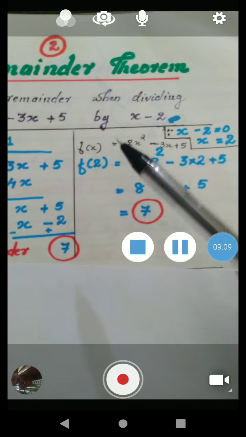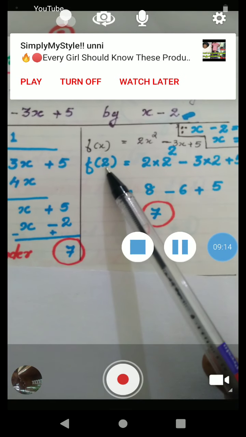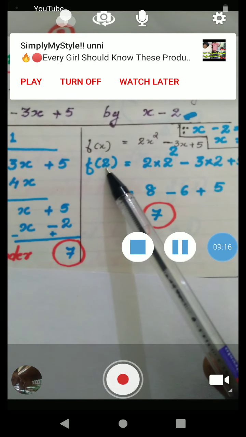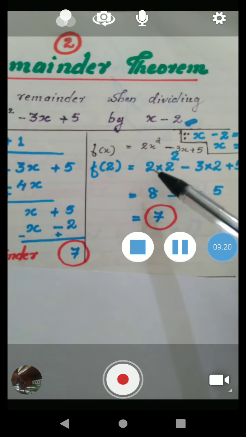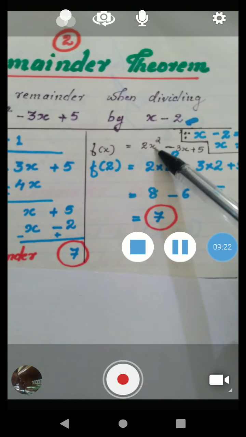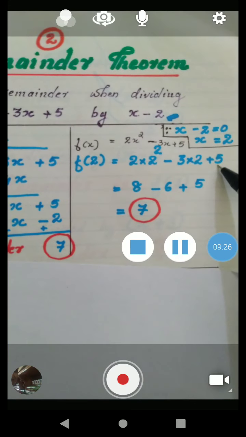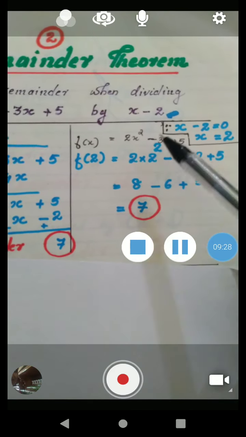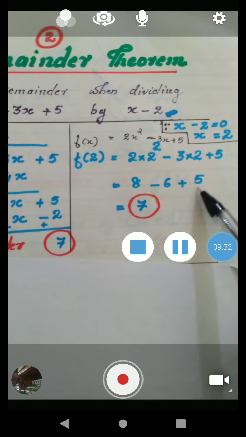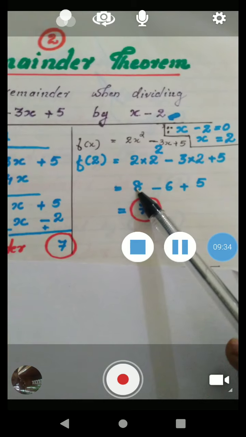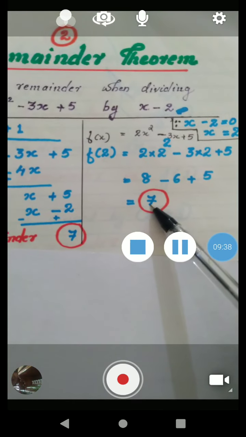Okay, you just look here. That is f of 2. f of 2 is equal to 2 into 2 squared, instead of x squared, minus 3 into 2 plus 5. When you simplify, you will get 8 minus 6 plus 5. Applying BODMAS rule, 8 plus 5 minus 6, that is again 7. Okay.